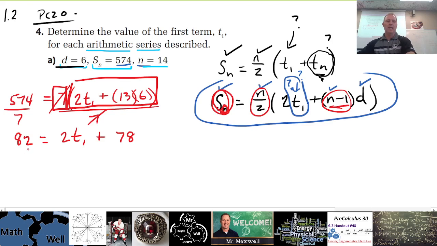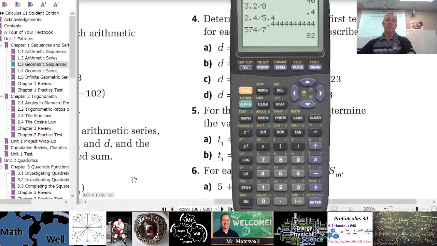Now what do I need to do next to get T1 by itself? Yep, subtract 78. Very good. So that's 4 equals 2T1. Oh, this is going to be real easy. Divide by 2. T1 equals 2.